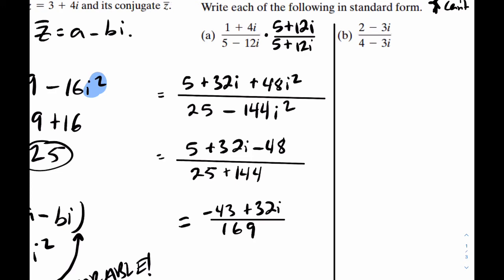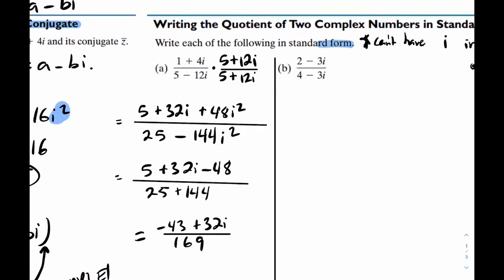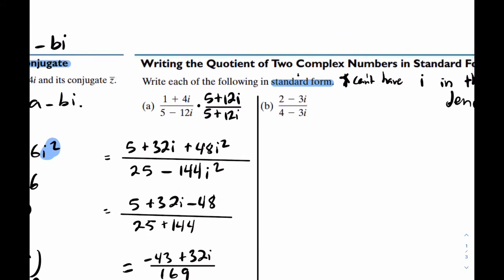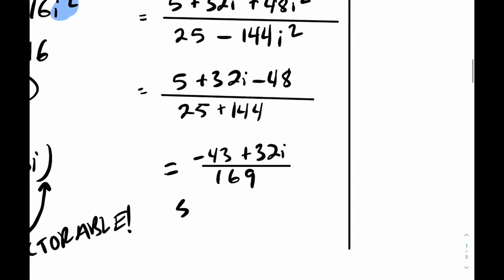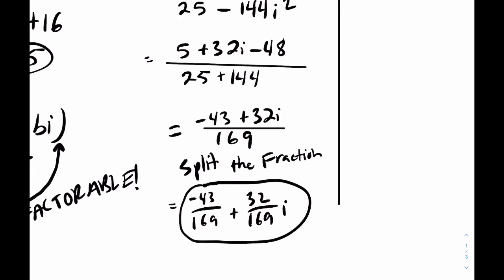Now a lot of people would stop right here. The issue is that would not be correct because of this vocabulary here. Write each of the following in standard form. And recall that standard form is a plus bi, meaning it must be separated into two terms like that. So all we need to do is split the fraction. So this will become negative 43 over 169 plus 32 over 169i. And there's our answer in standard form.